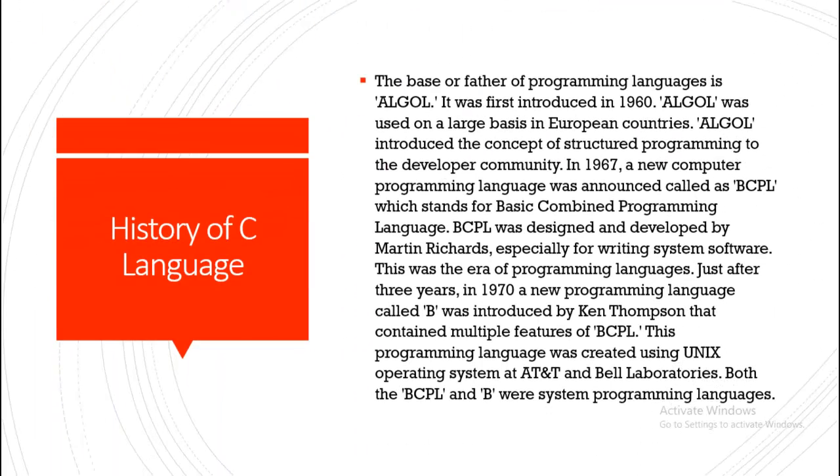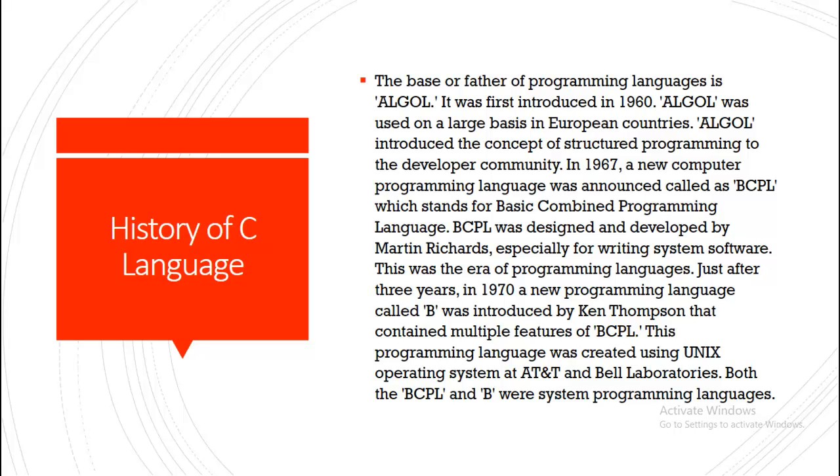History of C language. The base or father of programming languages is ALGOL. It was first introduced in 1960. ALGOL was used on a large basis in European countries. ALGOL introduced the concept of structured programming to the developer community. In 1967, a new computer programming language was announced called BCPL, which stands for Basic Combined Programming Language. BCPL was designed and developed by Martin Richards, especially for writing system software.